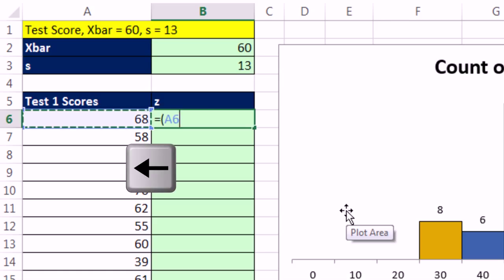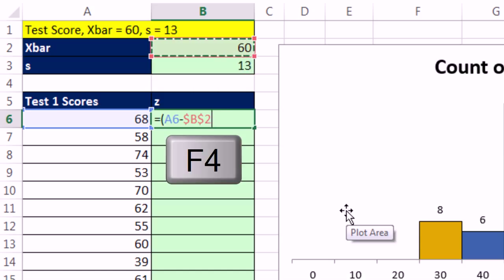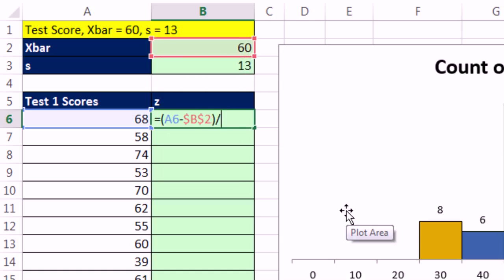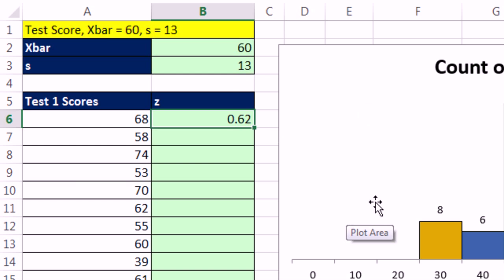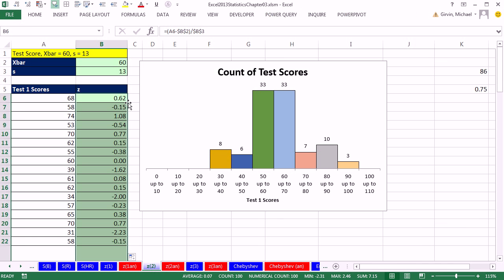Open parentheses, particular value, minus, and we'll get our x bar, F4 to lock that all the way down, close parentheses, and divide it by sample standard deviation, F4. Control Enter. Double click and send it down. There's all the particular z values. So right here, this person got 39. They're minus 1.62 standard deviations below the mean.